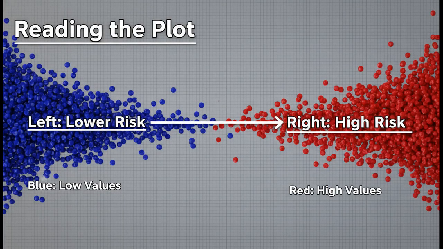Here's how you read it. Red dots represent high values of a feature, and blue dots represent low values. By watching those high values in red or low values in blue shift left, meaning a lower prediction risk, or shift right, meaning a higher prediction risk, you instantly see whether a trait is a danger or a protective factor. It is a massive upgrade from standard feature importance charts.